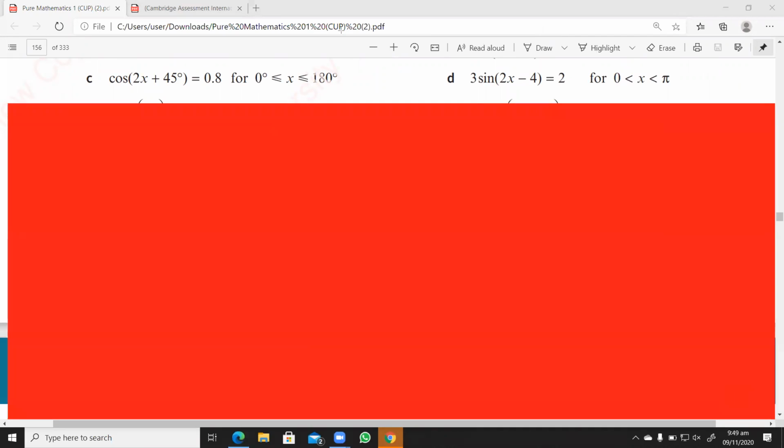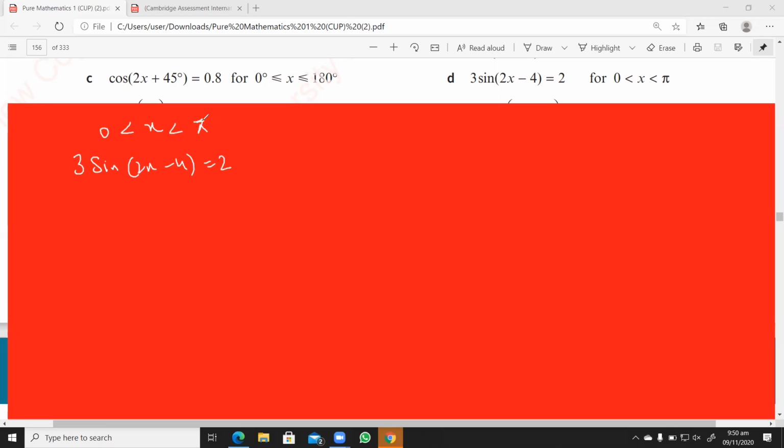Okay, guys, now you must be with me. We are going to do this 4D now. Okay, I have this 3 sine 2x minus 4, that is equal to 2, and my x is between 0 and pi.